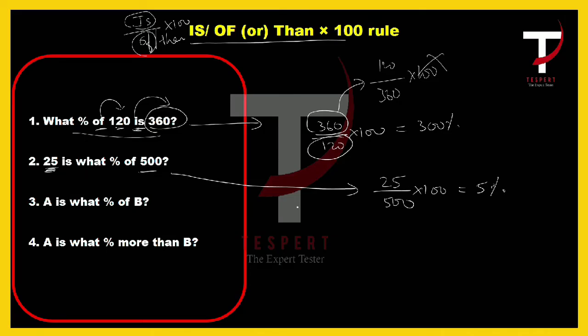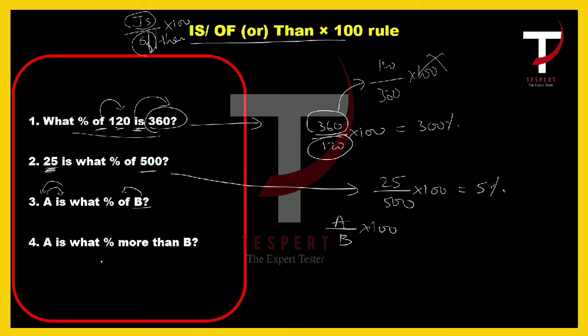Okay, so A is what percent of B? So B should be in the denominator, as B follows "of". Okay, so A is near "is", so A will be in the numerator into 100.